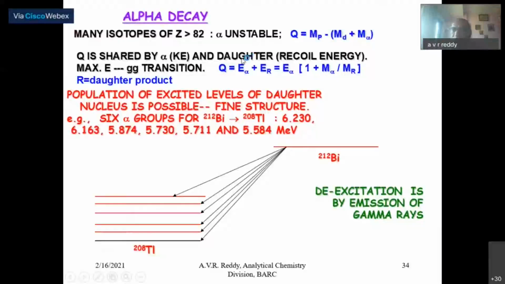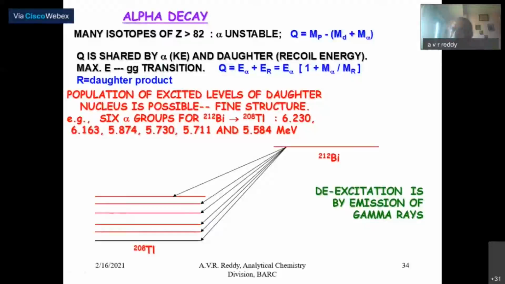So by conservation laws, what conservation have we seen? We have seen mass is conserved. Before and after, the total mass will remain the same. Similarly, charge has to be conserved. The daughter product has 2 units less, and alpha has atomic number 2. Therefore, charge also is conserved.